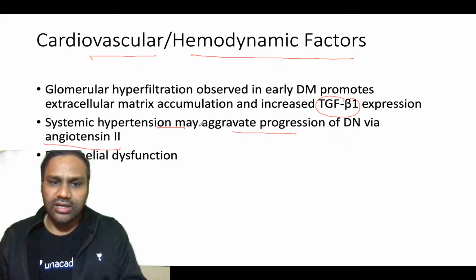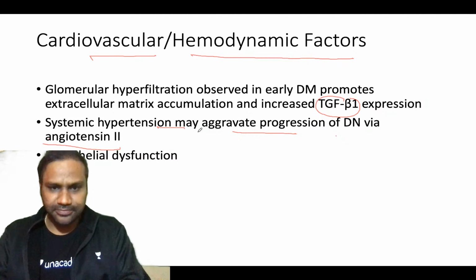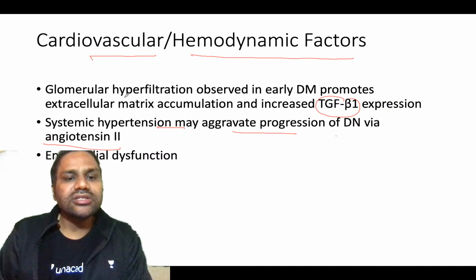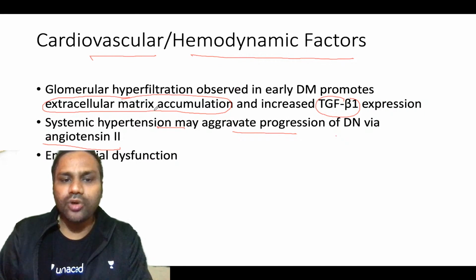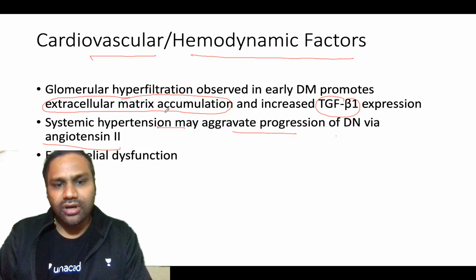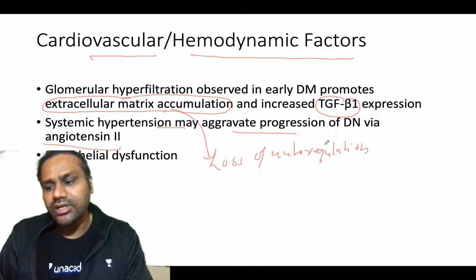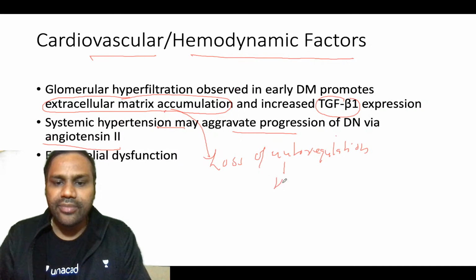How is this occurring? You need to know about extracellular matrix accumulation. Diabetes mellitus will promote this extracellular matrix accumulation. When the extracellular matrix is promoted, there will be loss of autoregulation, and this loss of autoregulation will result in hyperfiltration.